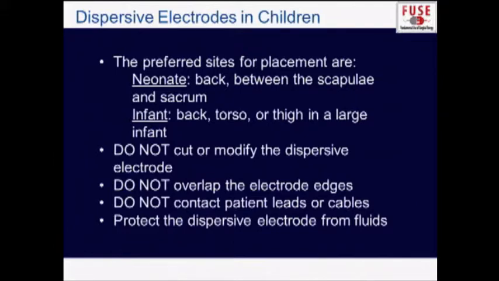So the guidelines for the placement of these dispersive electrodes are exactly the same as they are for adults, but they weren't repeated for children because the placement is a little bit more challenging. As we talked about before, the ideal site is going to be something that's well vascularized, convex in shape, in close proximity to the surgical site, and not near any scar tissue or bony prominences or excessive fat. And for a neonate, in general, you want to put it on the back between the scapula and the sacrum. For infants that are a little bit larger, you can put it on the back or the torso or even on the thigh.